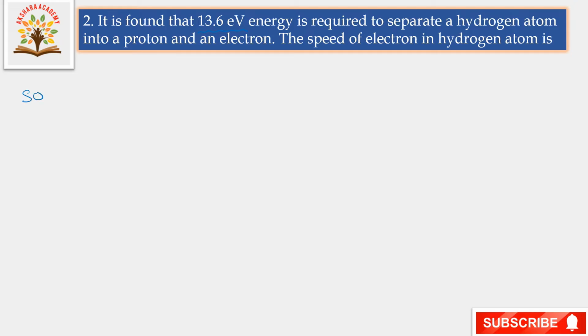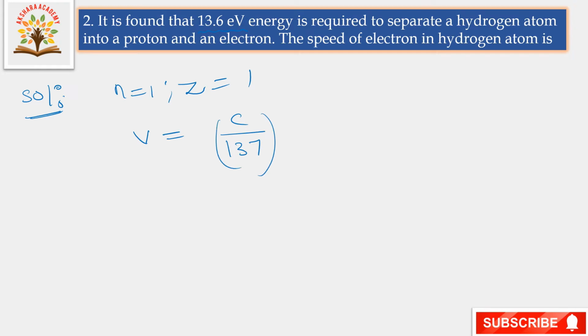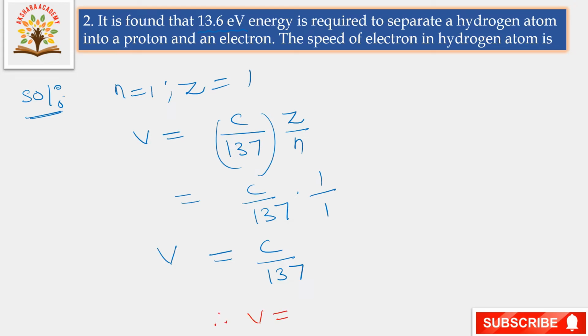Now let us go to the solution. Given N is equal to 1 and Z is equal to 1. V is equal to C by 137 into Z by N. Substituting Z and N values, that is 1 by 1, the 1s cancel. So V is equal to C by 137. Speed of electron in the hydrogen atom is V is equal to C by 137.